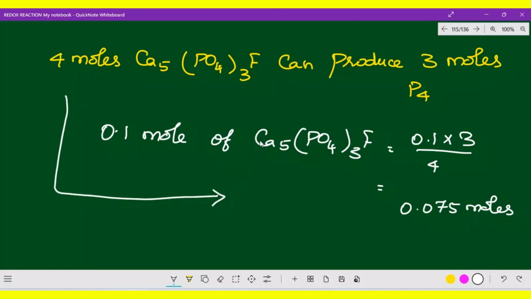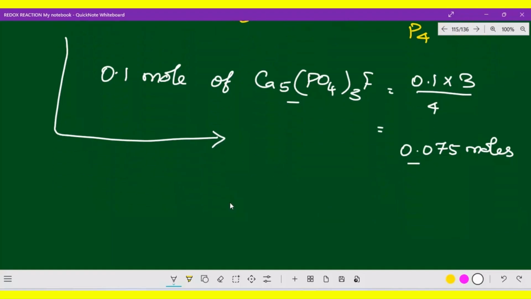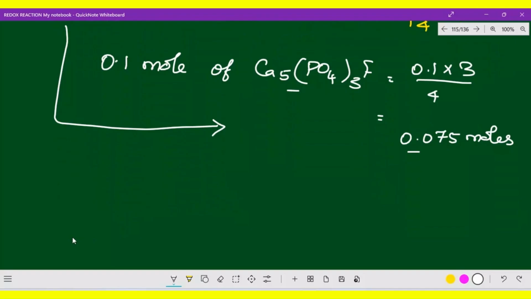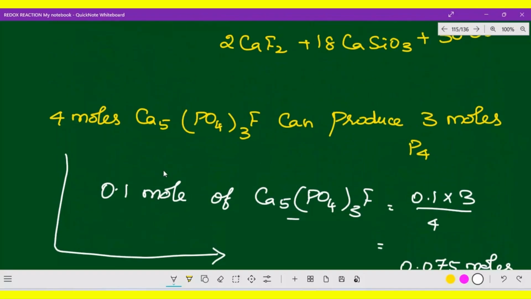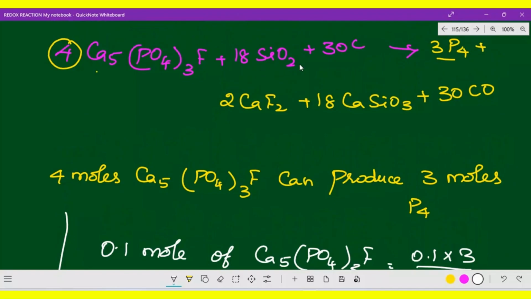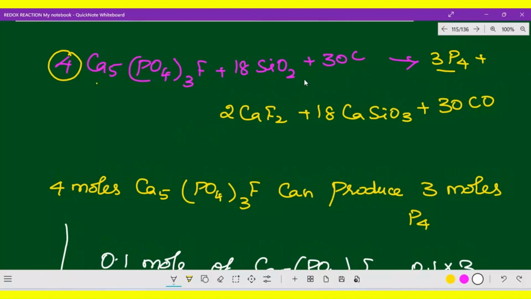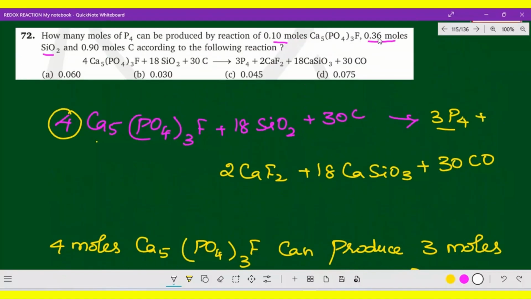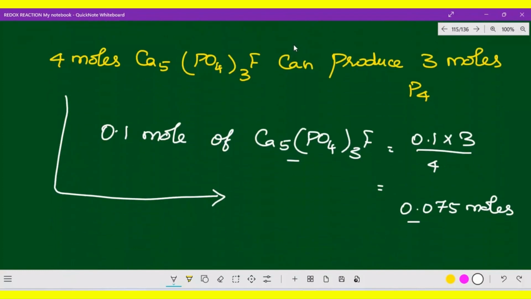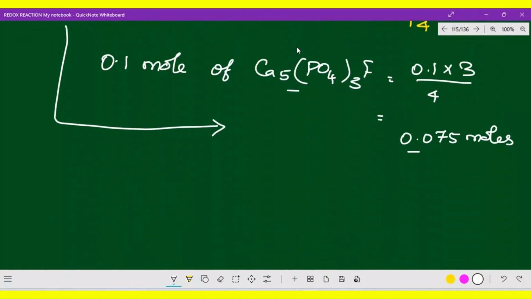In the equation, whatever they have given in the theoretical value, I bring that: fluoroapatite. Second point: silica. In the equation, 18 moles of silica can provide how much? 3 moles of P4. Therefore, here 0.36 moles of silica. You should get that idea and understand the question.